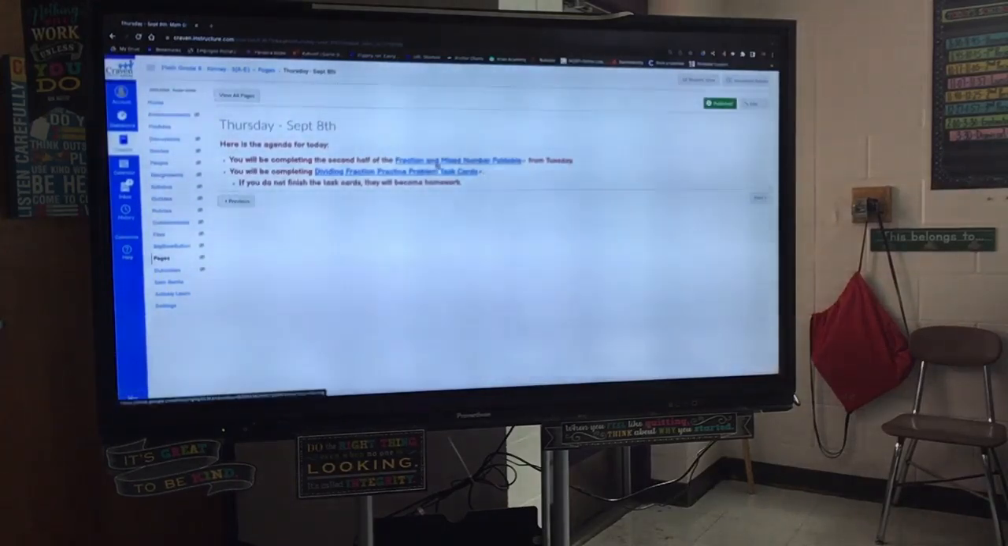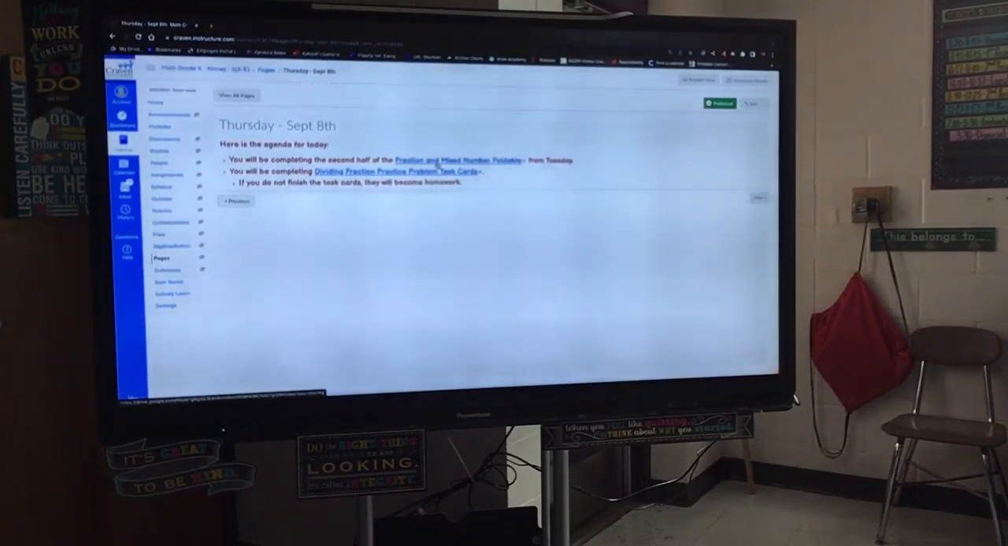This is the foldable from Friday. From Tuesday, we've already done it, so we're going to take a little bit of different notes. That was just in case we didn't get through everything on Tuesday. And then you are going to be doing a task card activity with dividing fractions. Okay? And that is it for today.